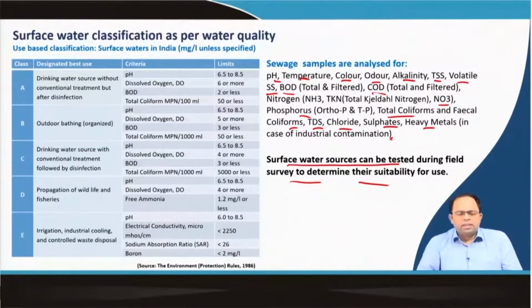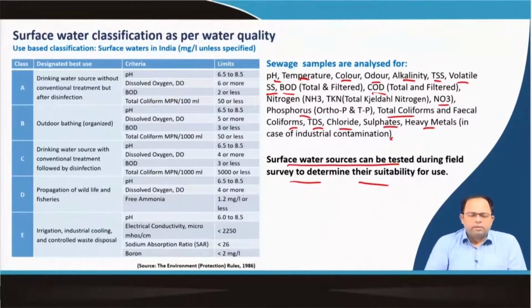For that we can test the water quality, and based on the standards given here, you can see whether the water is suitable for drinking without conventional treatment, but maybe just after disinfection. Then your pH value of the water has to be within 6.5 to 8.5, DO level has to be 6 or more, BOD value has to be less than 2, and total coliform or MPN should be 50 or less.